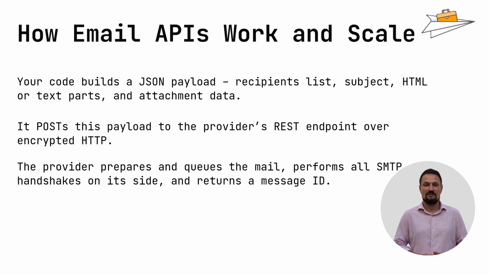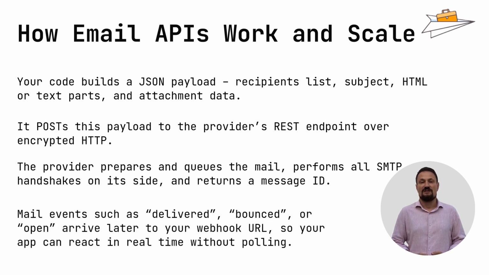Behind the scenes, the provider takes over. It queues the email, handles the SMTP session with the recipient's mail server, and returns a message ID so you can track it. What's really cool is that events like delivered, bounced, or opened get sent back to your app through webhooks. This way, your system can react in real time without needing to constantly check or poll for updates.